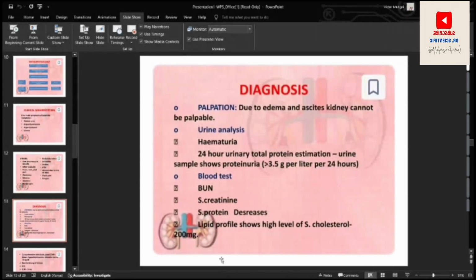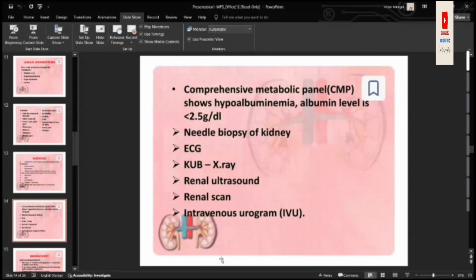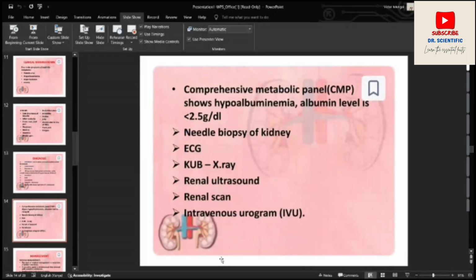And then we have the blood test. We can do the BUN, the serum creatinine, the serum protein, the lipid profile. In one of the clinical manifestations, we've mentioned hyperlipidemia. Now you can do the lipid profile to show the high level of serum cholesterol. Then we have the CMP. We can do the needle biopsy of the kidney, ECG, X-ray, renal ultrasound, renal scan, intravenous urogram.